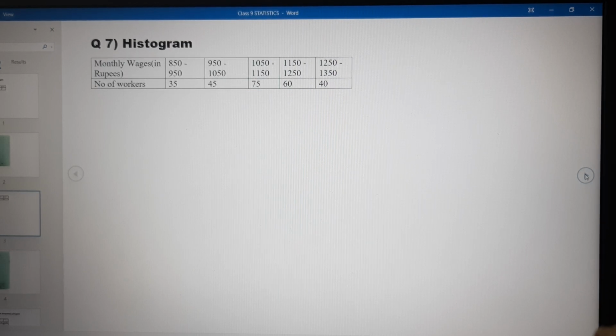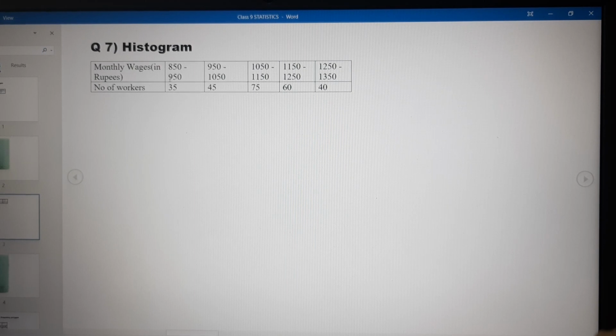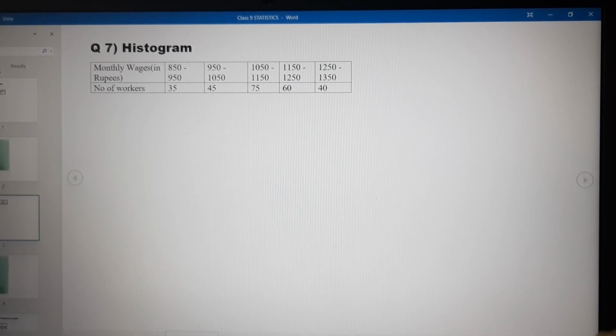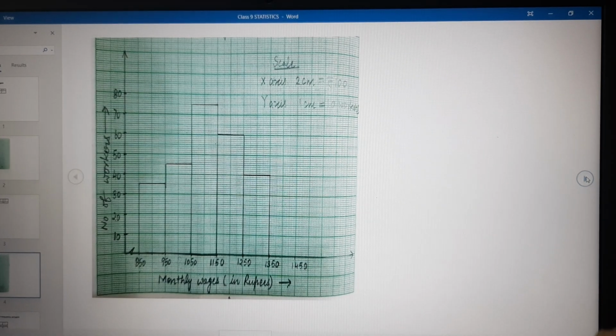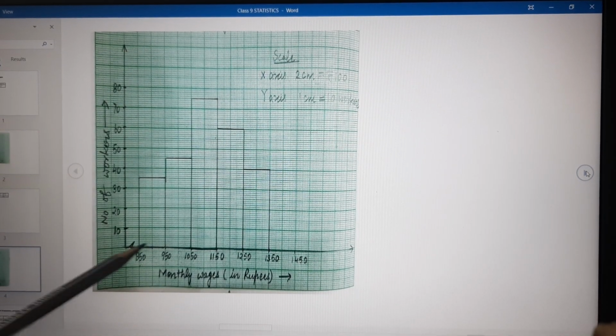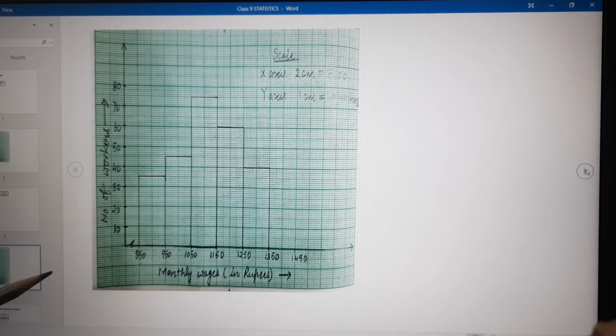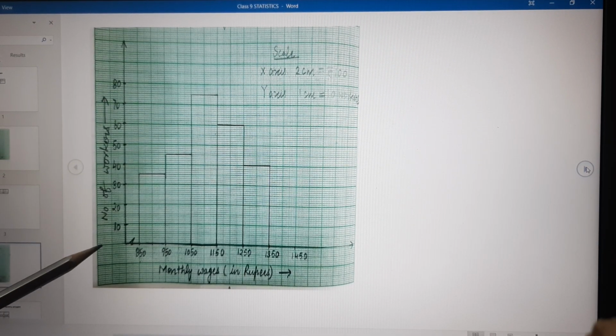will be there. So generally what we do, on the x-axis we represent the CIs, class intervals, and on the y-axis we represent the variables. As you can see, monthly wages 850 to 950 and number of workers. So basically starting from 850 to 950, 950 to 1050. So how will we be doing it? First of all, we will draw the x-axis and y-axis. And then I'll talk about the x-axis first of all.